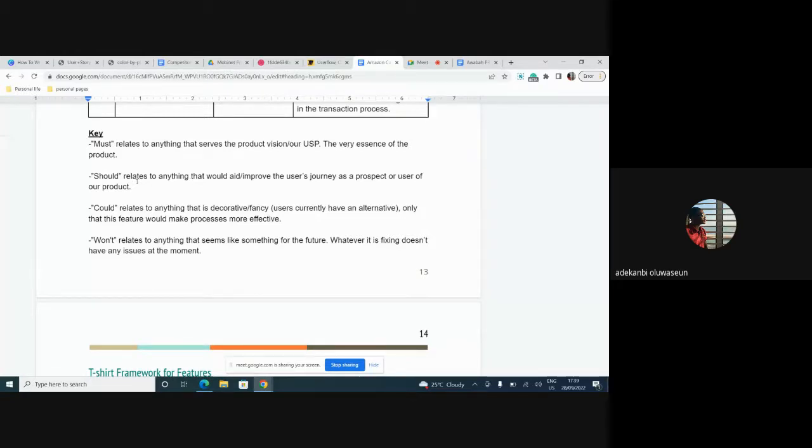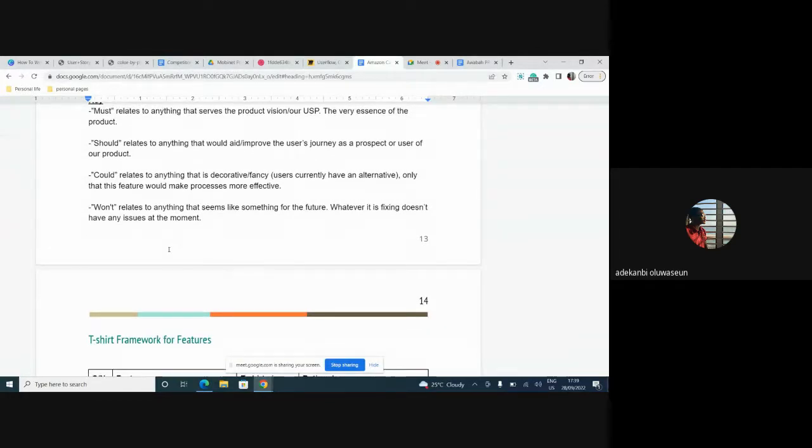There is a should. Should relates to anything that would improve the user journey, but it might not be the crux of your product. So for instance, if you say let us have Google authentication when signing up, that is a should, because users can choose to use their email and password normally. But you decide, okay, let's do this to help the user sign up easily. Now that feature would fall under the should category.